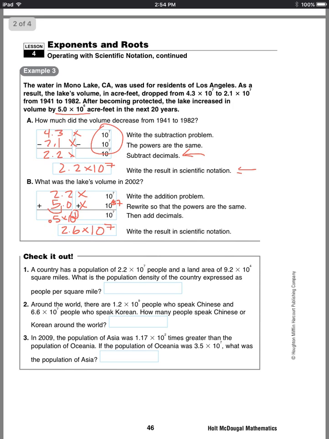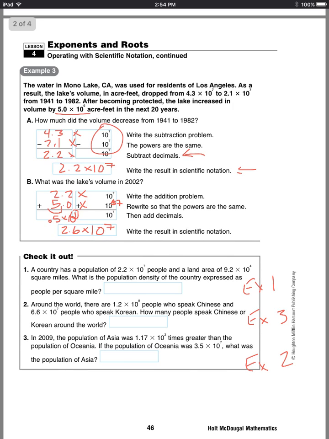And then in 2009, the population of Asia was 1.17 times 10 to the 2nd times greater than the population of Oceania. If the population of Oceania was 3.5 times 10 to the 7th, what was the population of Asia? That goes with 2. So this is example 1, example 3, and example 2. Try it with a friend, try it on your own, whatever you prefer. Try those. See what you get.